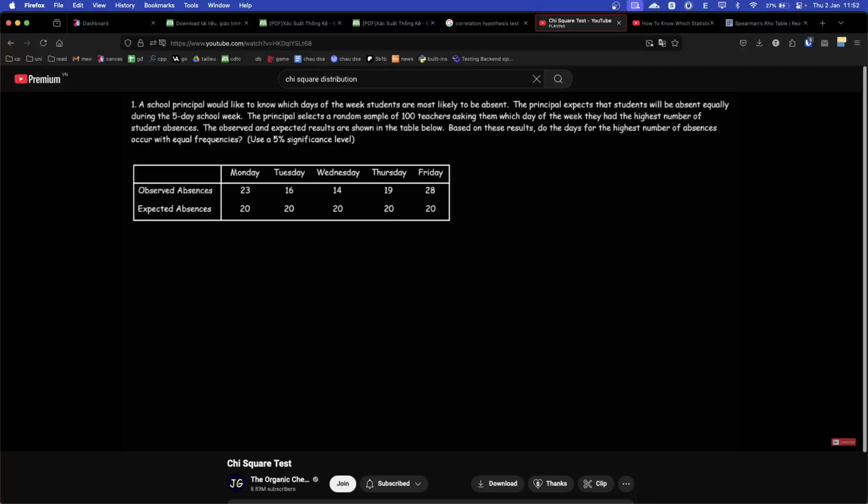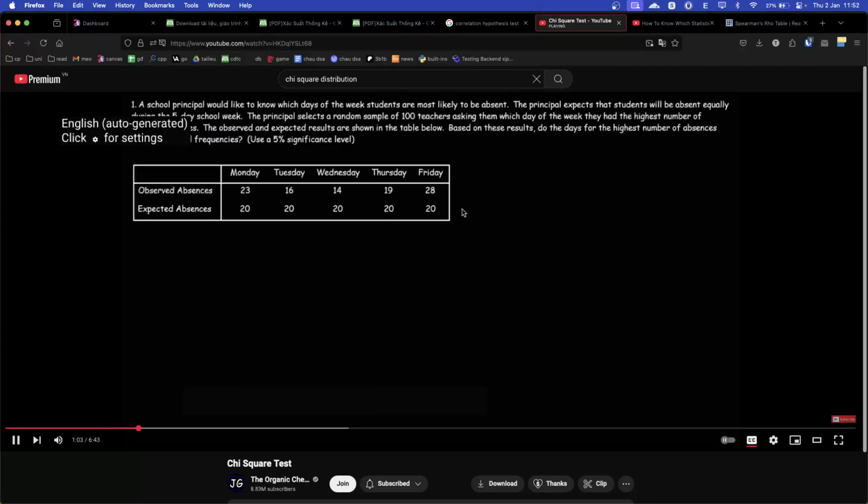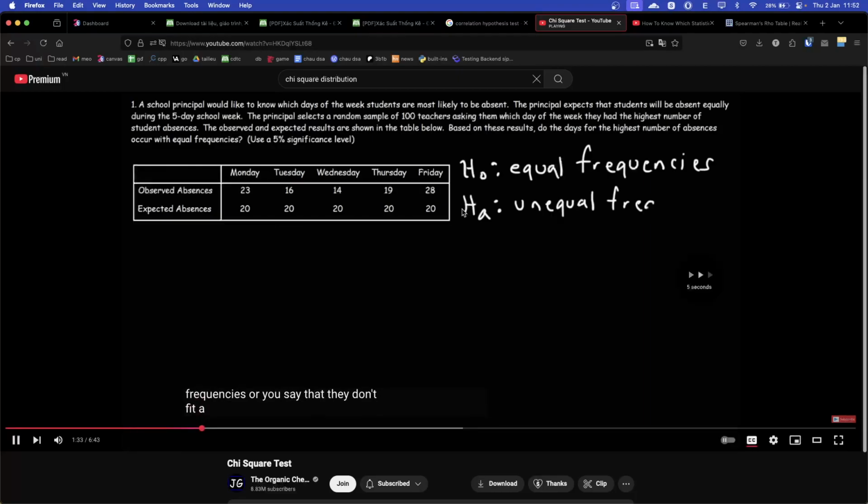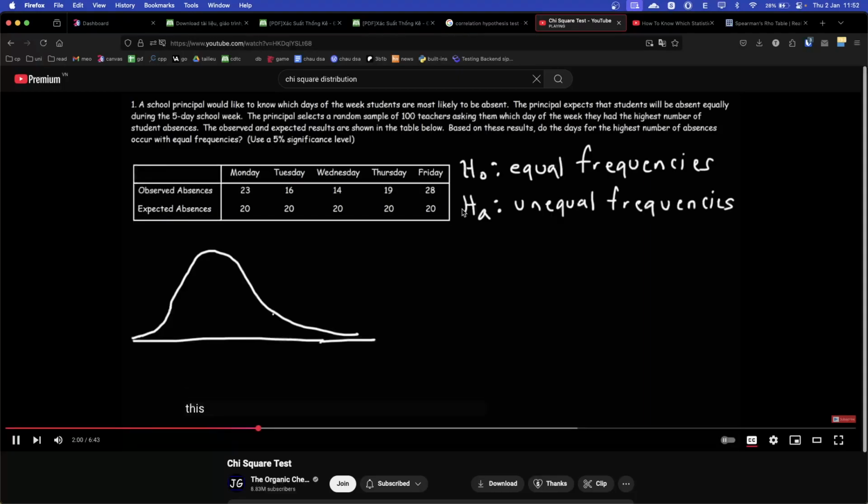Now, the first thing we need to do is determine the null hypothesis and the alternative hypothesis. So for this problem, the null hypothesis is that the absent days occur with equal frequencies. That is, they fit a uniform distribution. The alternative hypothesis is that the absent days do not occur with equal frequencies, a uniform distribution. This is not a symmetrical distribution. As you can see, it's skewed.